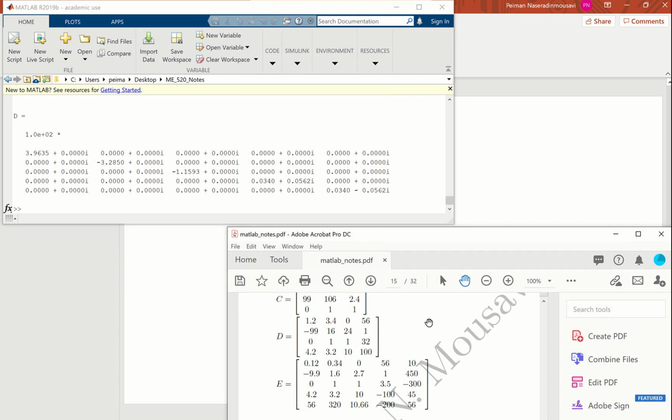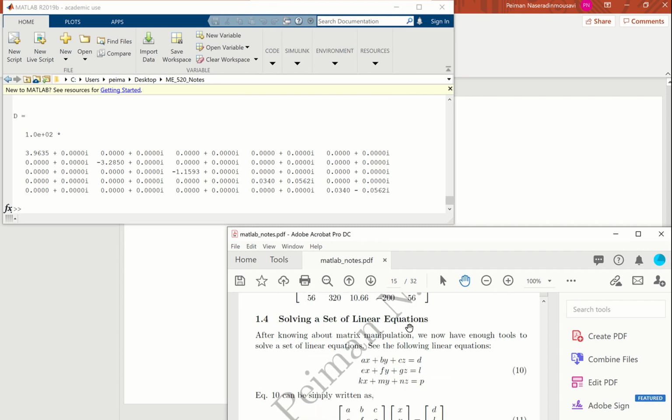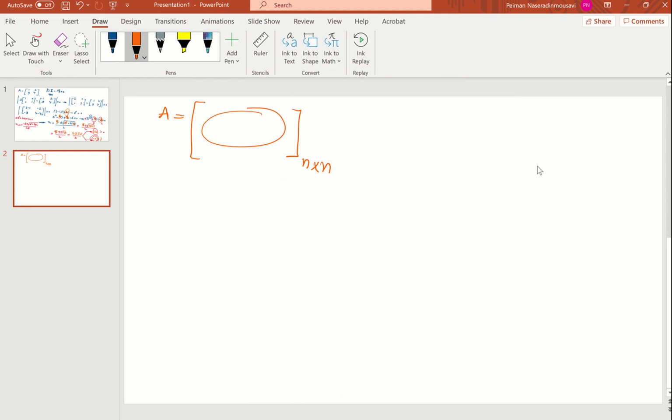Now, having everything in hand, we can start solving a set of linear equations. After knowing about matrix manipulation, we have enough tools to solve a set of linear equations. Look at this problem. So let me do it here. First, if you have a set of equations ax plus by plus cz is equal to e, and fx plus ky plus lz is equal to m, and nx plus oy plus pz is equal to, I don't know, w.